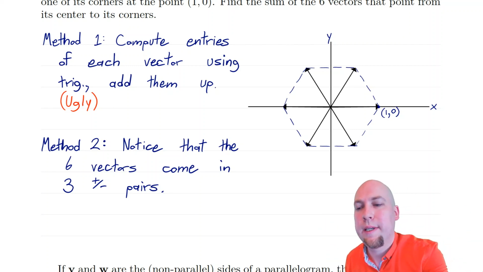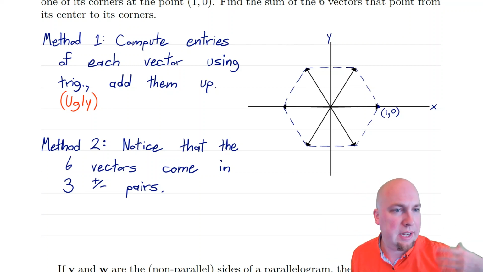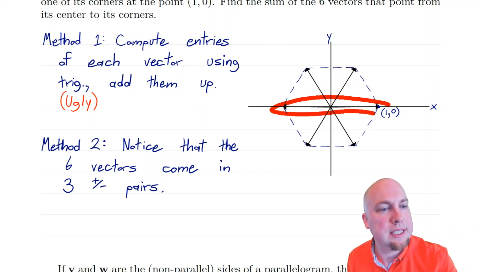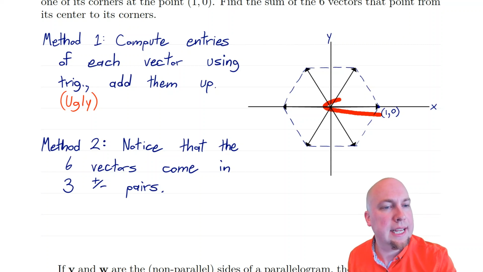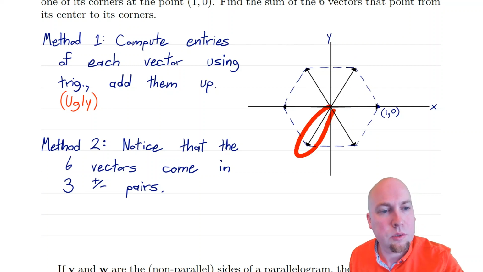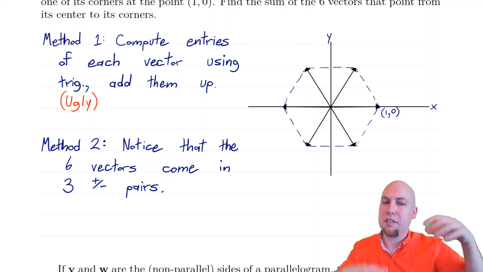Okay, so the trick here is notice that these 6 vectors come in plus-minus pairs, right? These 2 vectors, for example, are negatives of each other. If we take the negative of this vector, we get this vector. And similarly for the other vectors. If I take the negative of this vector, I get this one. If I multiply this vector by minus 1, I get this one. So the vectors very naturally come in pairs.